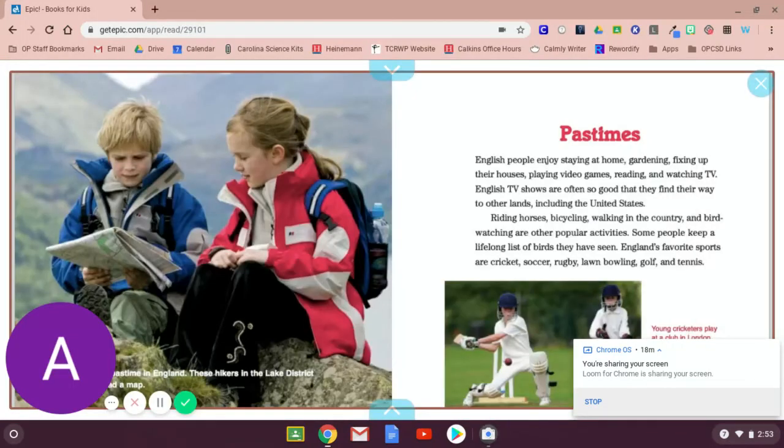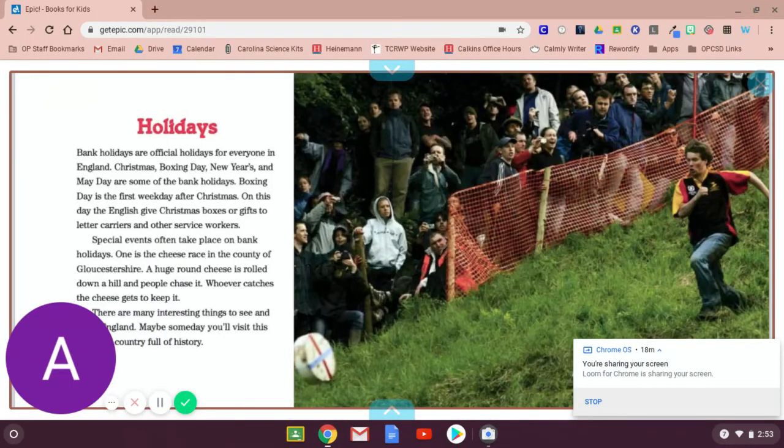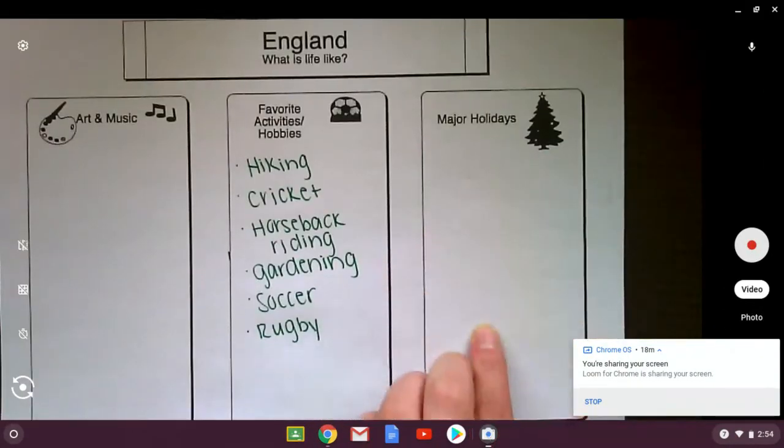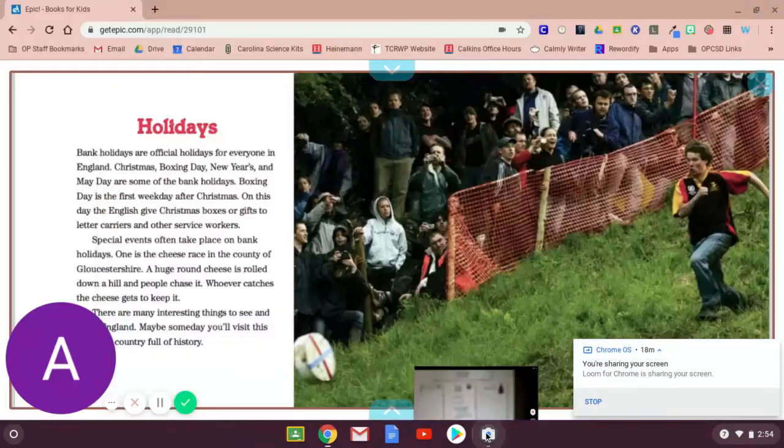So let's go to holidays. All right. So this time, after I read, and as you look at the image, it doesn't look like there's a label here, but I want you to practice filling in your major holiday section by yourself. Okay, and then we'll compare after I'm done reading.